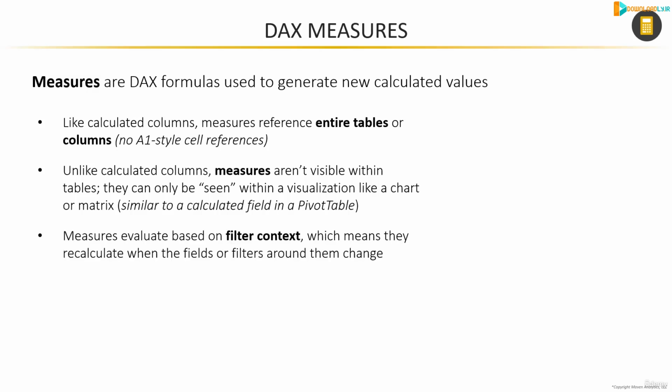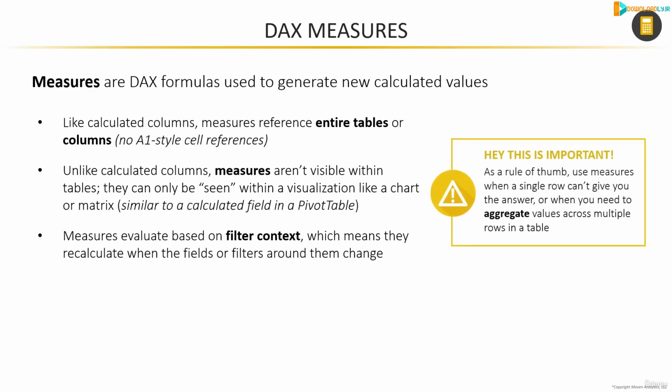So we just saw that calculated columns are evaluated based on row context. Measures are evaluated based on filter context. And it's super important to understand the difference between these two. It's a little bit of a tricky concept to wrap your head around initially. What I mean by this is that these measures, the values that they take, constantly recalculate whenever the fields or filters around them change. So if you drag a new field or dimension into the row or column labels of a matrix, or if you apply new filters to a report, in each of those cases, you're changing the filter context and you're changing the value that that measure should return.